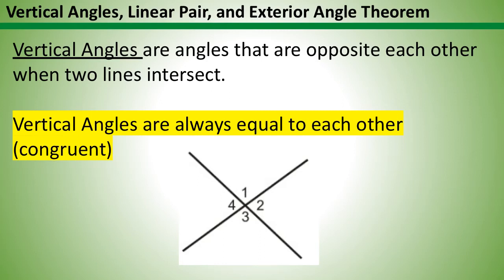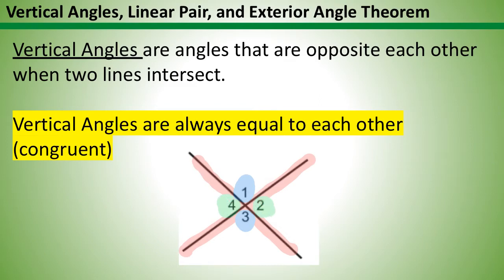Hello everyone, today we're going to be looking at vertical angles, linear pair angles, and the exterior angle theorem. So vertical angles are created whenever two straight lines intersect each other, and they're the angles that are across from each other. So right here in this diagram down below, we have these two straight lines that are crossing each other. So vertical angles would be angle 1 and angle 3, or angle 4 and angle 2, okay?